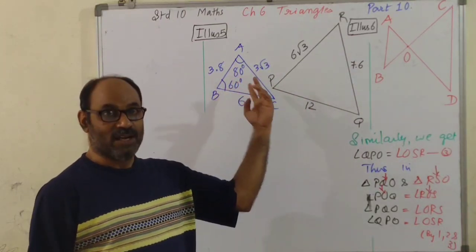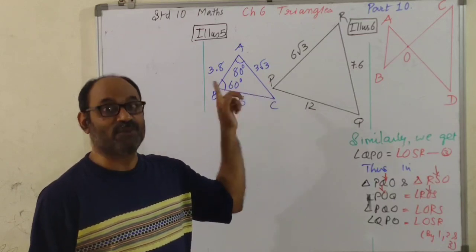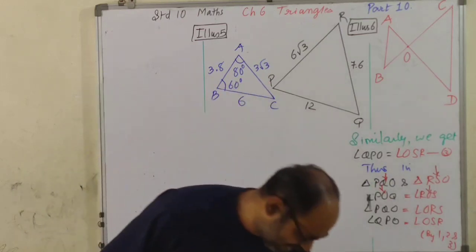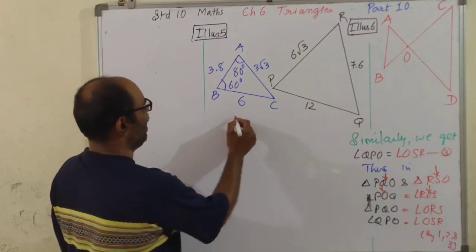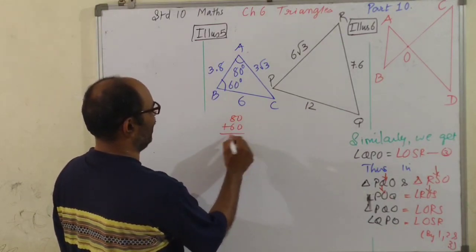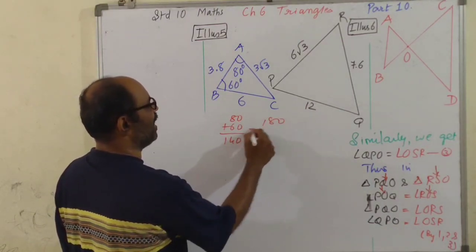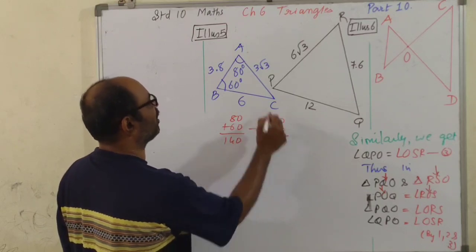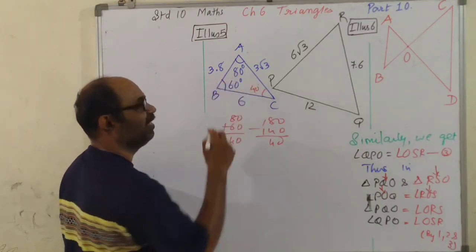Two angles are given, so you can find out the third one if you want. Let us find out. 80 plus 60 is 140. Total 180 minus the measure of two angles, 140, so this is 40 degrees.